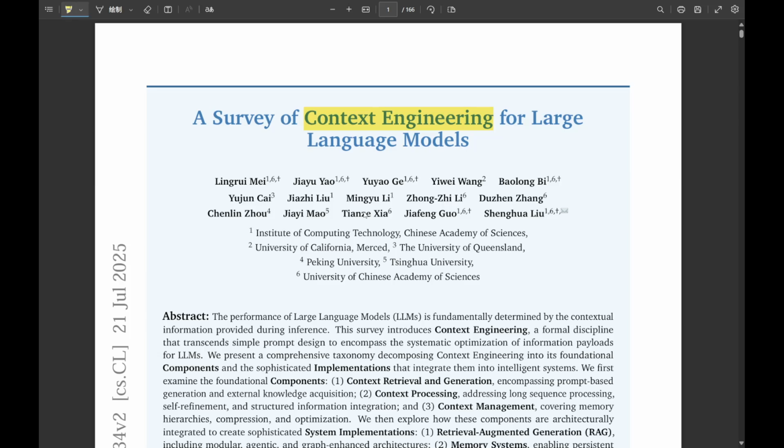Exactly. So our mission today is to build a map for you, a clear taxonomy, to connect those dots. We're talking about how LLMs breathe, how they process, how they understand information. It's like designing a whole new brain for them, basically. That's a great way to put it. We'll be breaking down context engineering into its foundational components. Think of them as the essential building blocks. And then we'll show you how these blocks are integrated into sophisticated intelligence systems, systems that are really pushing the boundaries of what LLMs can do.